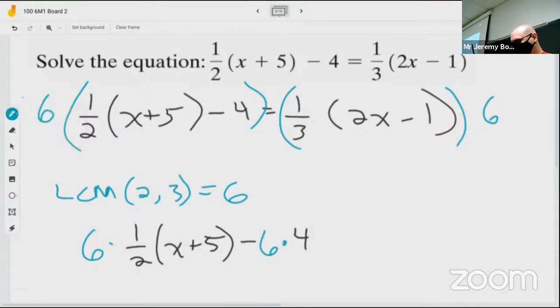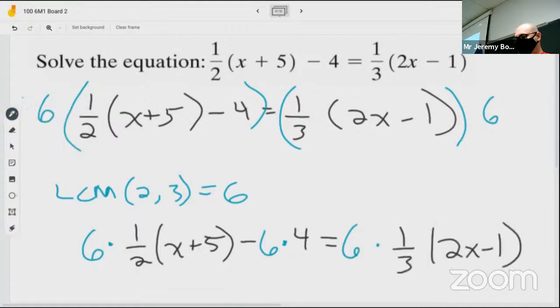Any questions on that? That's where the most mistakes happen, is people forget to distribute it. On the right-hand side, this is all just one term, so the 6 is just going to multiply to that. So it's going to be 6 times 1/3 times 2x times 1.